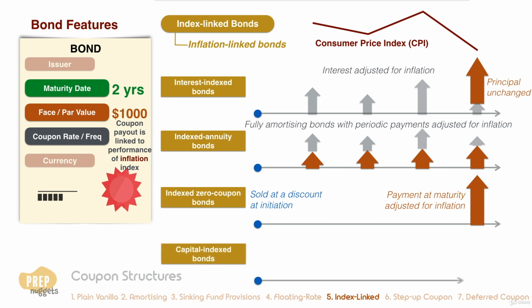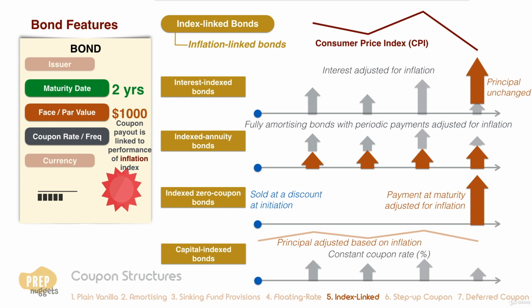Capital index bonds have their principal adjusted throughout the life of the bond based on the inflation index. The coupon rate is a constant percentage of the principal, and because the principal is changing, the coupon payout for each period is also different, depending on the inflation index. At maturity, the principal, adjusted for inflation, is repaid.